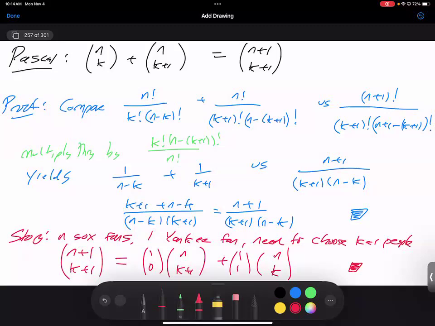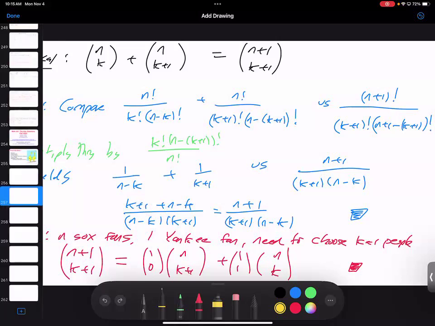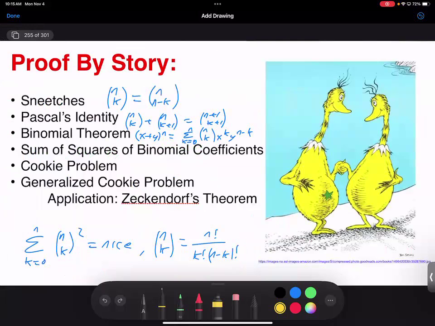And if you notice, the tops always add up to n plus 1, and the bottoms always add up to k plus 1. What that's telling you is that most of the time, we don't include these two factors because they're both 1. You normally don't write times 1 in mathematics, but it would be useful to include that to see where Pascal's formula is coming from. It's a little bit more clear when you put in those ones in terms of what's going on in terms of choosing. All right, so we're doing different proofs by story. We did Sneetches, we did Pascal's identity. The next is the binomial theorem.